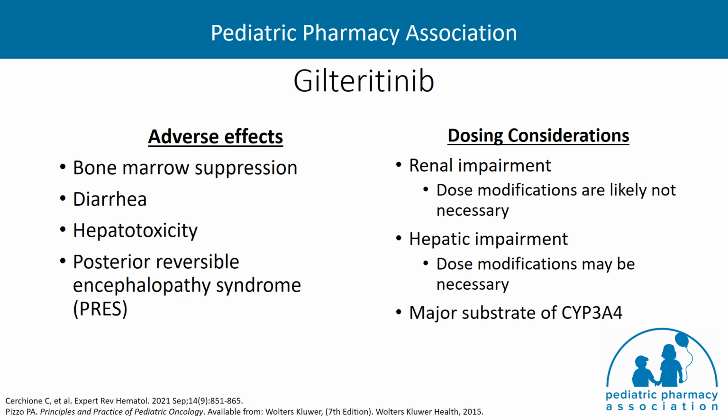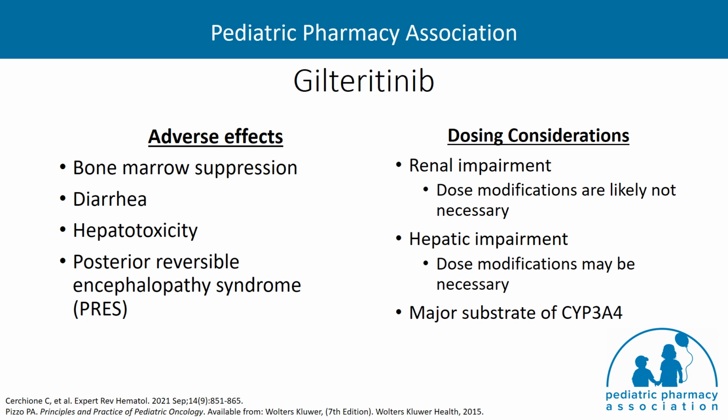The last FLT3 inhibitor that we will discuss today is gilteritinib, again a second-generation FLT3 inhibitor. I listed the most frequently reported or significant adverse effects on the left hand of the slide. The most commonly reported side effect primarily being bone marrow suppression, but then also diarrhea, hepatotoxicity, and then there have been some reports of posterior reversible encephalopathy syndrome, or PRES. If your patient ever presents any significant neurologic symptoms, it's really important to perform the appropriate imaging and that be escalated to ensure that appropriate supportive care is provided if needed.